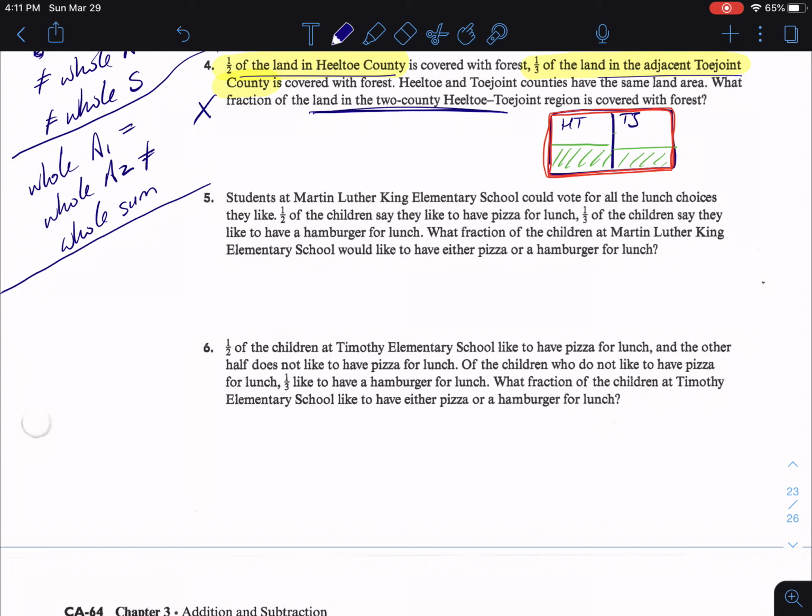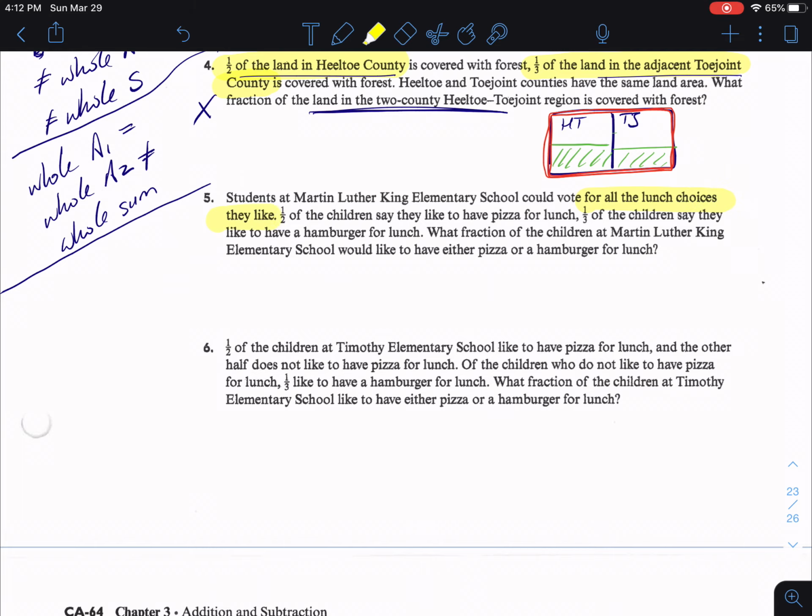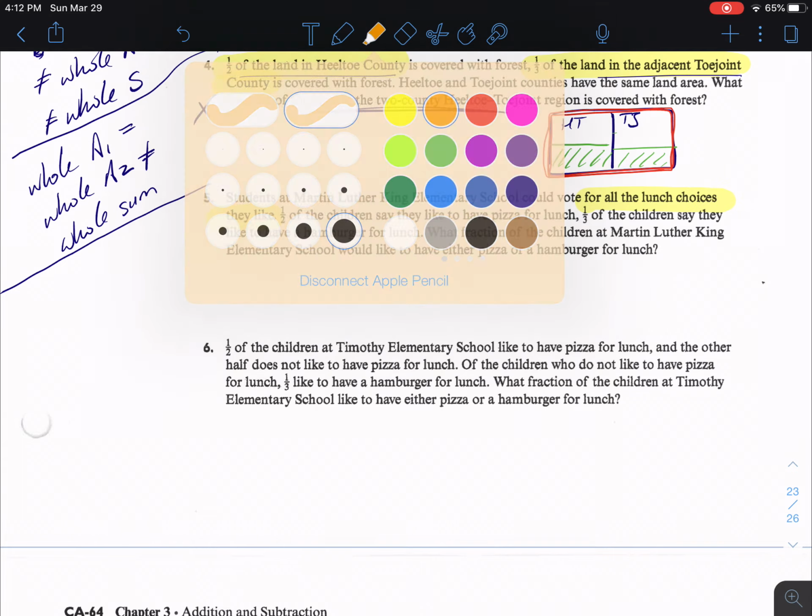Students at Martin Luther King Elementary School could vote for all the lunch choices they like. Half the children say they like to have pizza for lunch, and a third of the children say they like to have a hamburger for lunch. What fraction of the children at Martin Luther King Elementary School would like to have either pizza or a hamburger? So they could vote for all lunch choices they like. Let's see what happens.